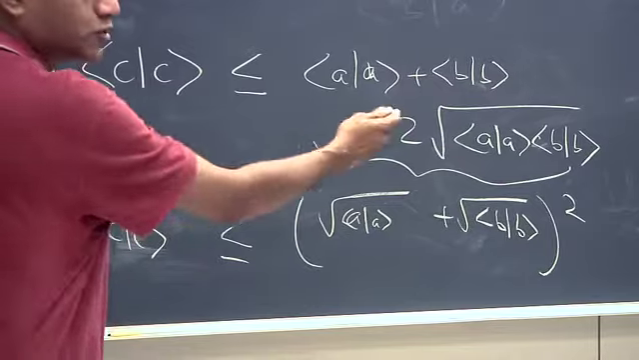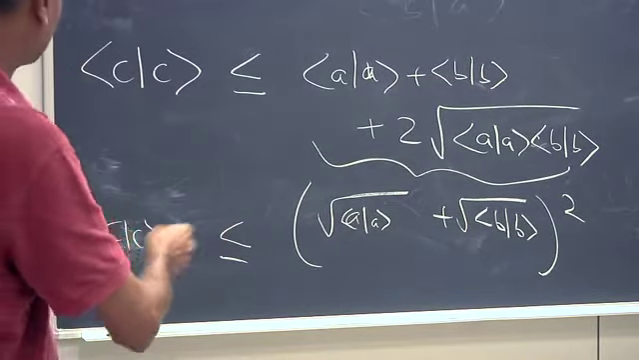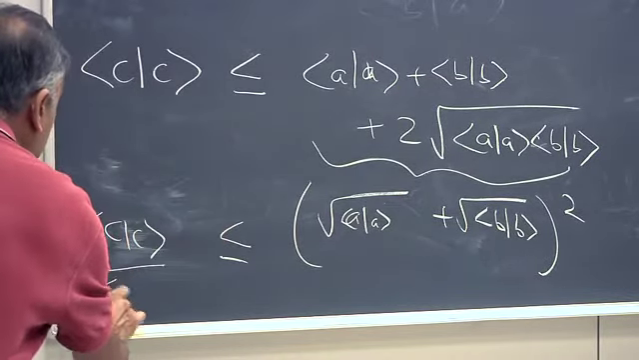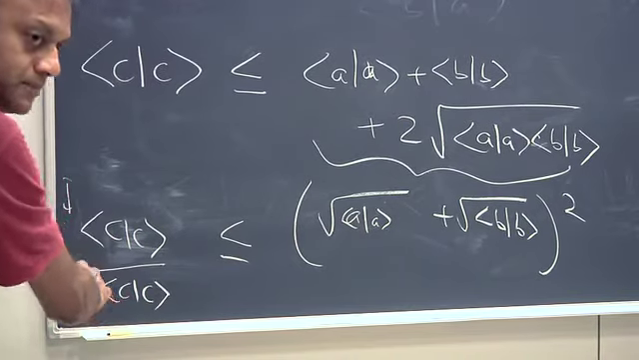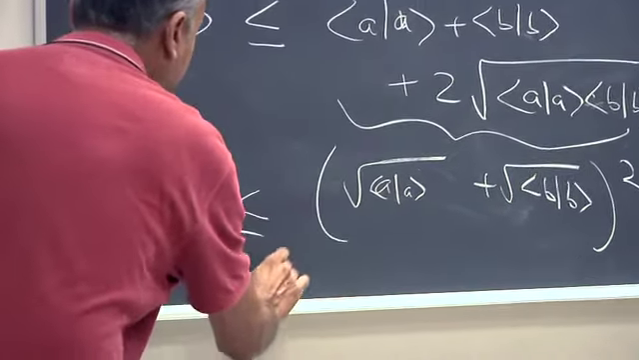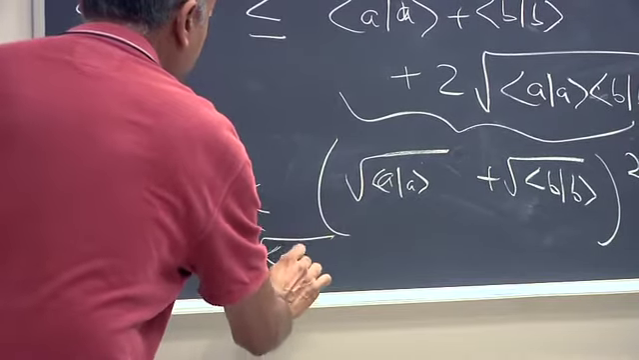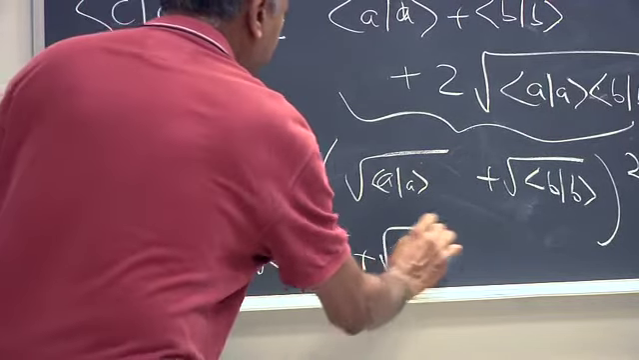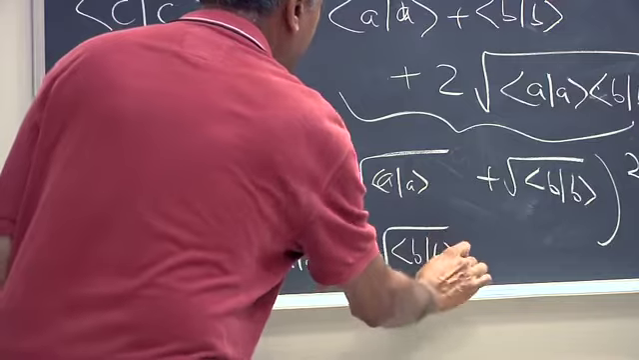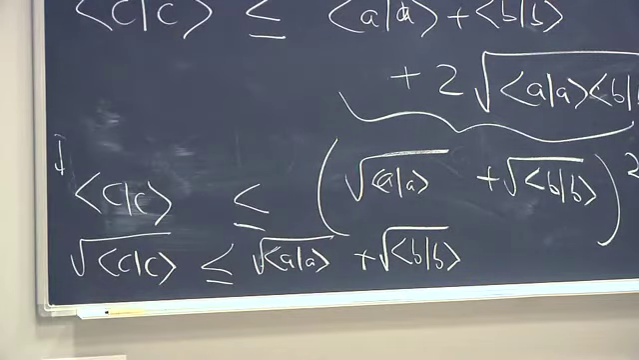Just take the square root on both sides. So this implies that the square root of CC, which is the length of C, is less than or equal to the length of A plus the length of B. This is the triangle inequality. Okay.